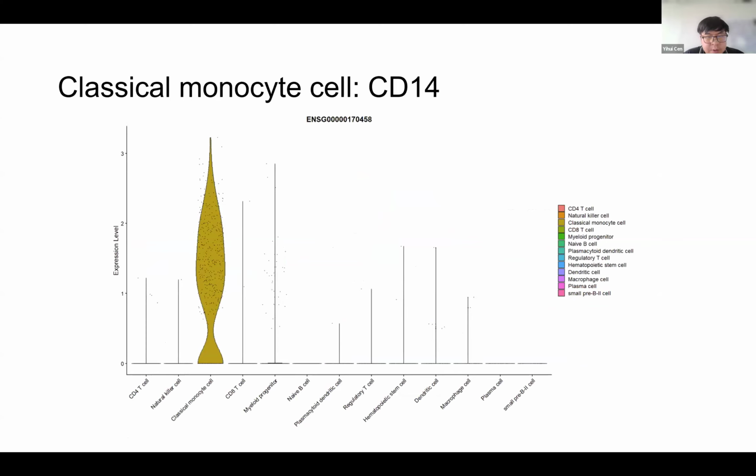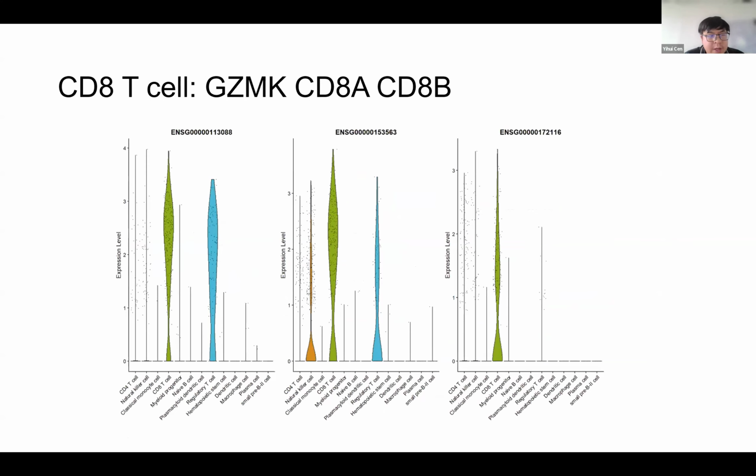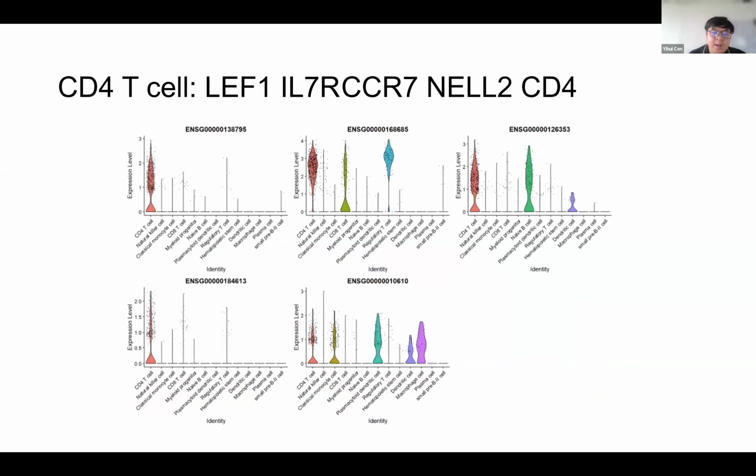So you can see the classical monocyte has a unique expression of CD14. For CD8 T cell, the situation is a bit different, because the markers of the CD8 T cells I chose also have co-expression in other related cell types like regulatory T cells and natural killer cells, because they are biologically related to the CD8 T cell. So overall, I use three markers combined to define this CD8 T cell type.